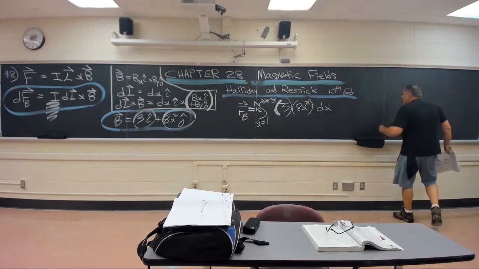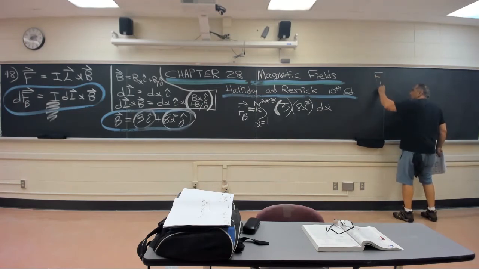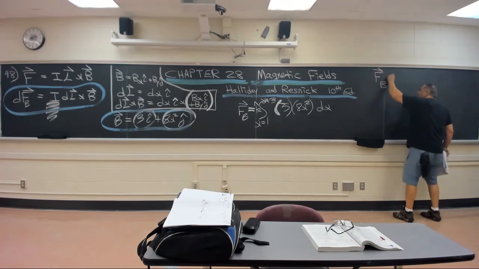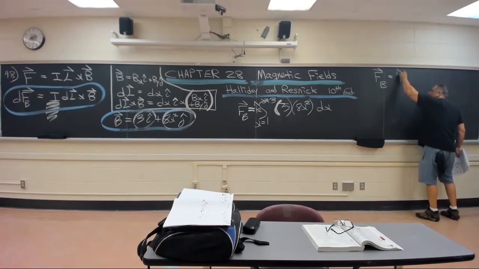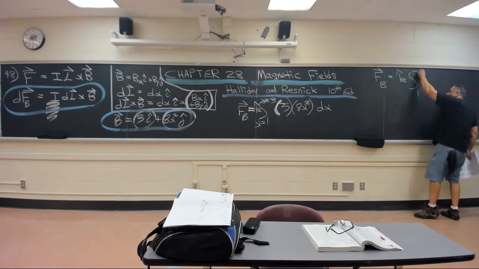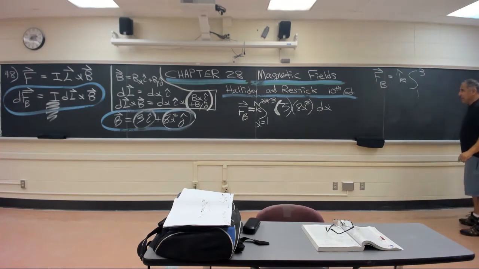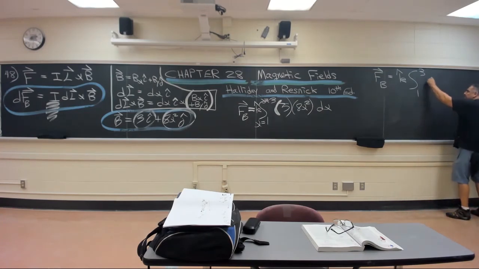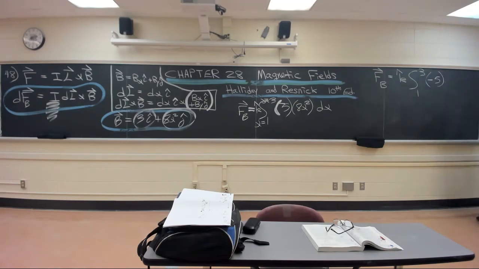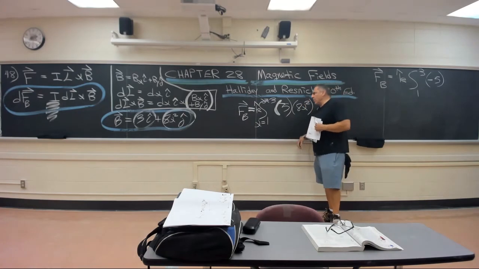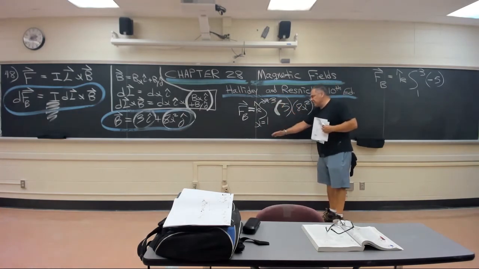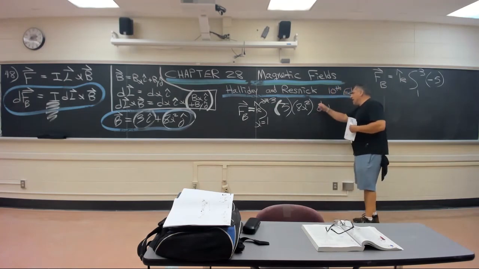So what do we got here, guys? Once again, FB vector is going to be k hat times the result of this integration. That's in meters. It's going in the opposite direction. Remember, the current is going in the opposite direction. It's not going from 1 meter to 3 meters. It's going from 3 meters to 1 meter. So somewhere in here, put a negative.